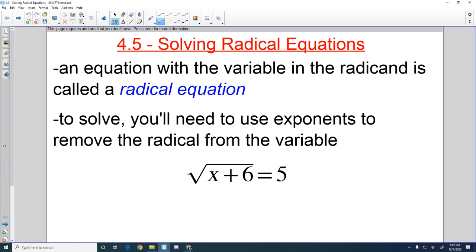All right, so a radical equation, pretty straightforward. It's an equation with a radical in it. Specifically, though, the variable, whatever we're trying to solve for, is underneath one of those radical symbols. It could be a square root, a fifth root, a 200th root. Probably not that high, but you get the idea.